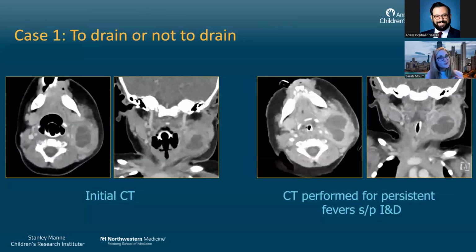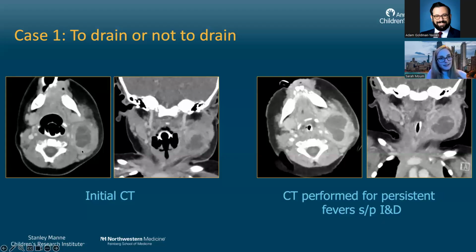Okay, and then just 2 cases to think about. I'm going to present 2 cases of neck abscesses in infants, which I find particularly challenging in my practice, but I wanted to bring up these pearls for thought. So the first case is, to drain or not to drain. On the initial CT, this is an infant who presented with fevers and a worsening left neck mass. We can see the reason for the left neck mass. There's this large abscess within the left neck soft tissues, with associated edema and inflammation around it.